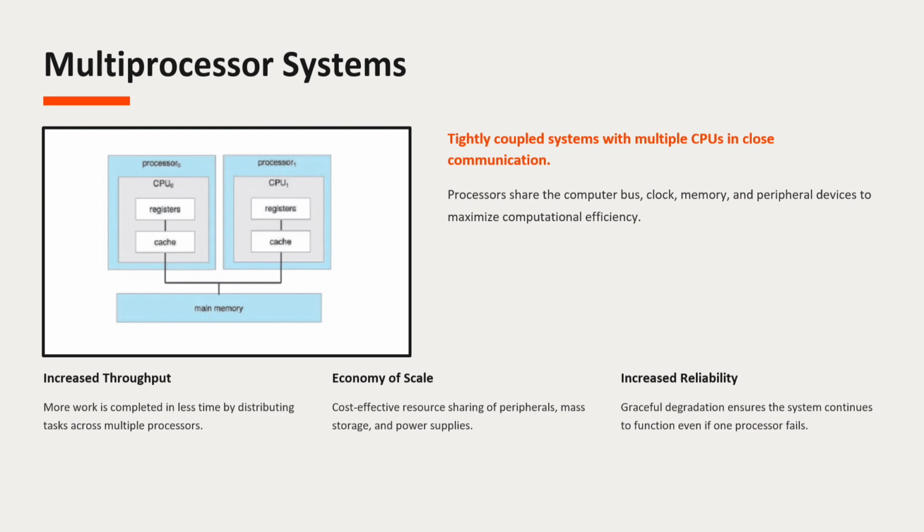Next is economy of scale. Instead of separate systems, processors share peripherals, memory, storage and power supply. This makes the system more cost effective. Next is increased reliability. If one processor fails, the system does not stop completely. Other processors continue working. So this is called graceful degradation.